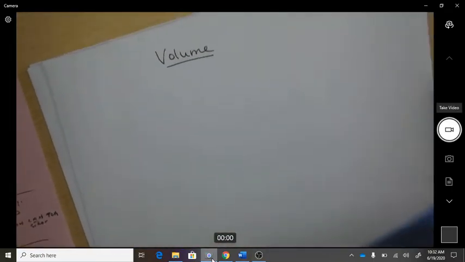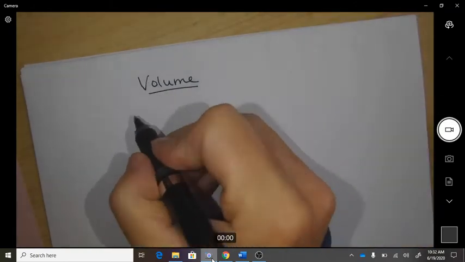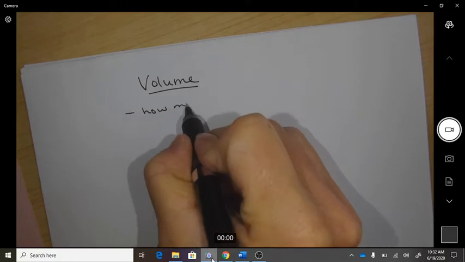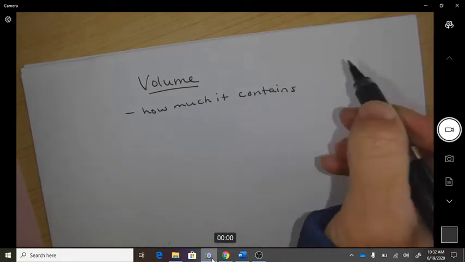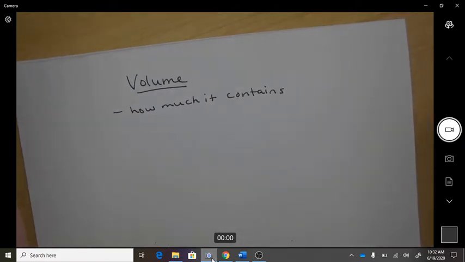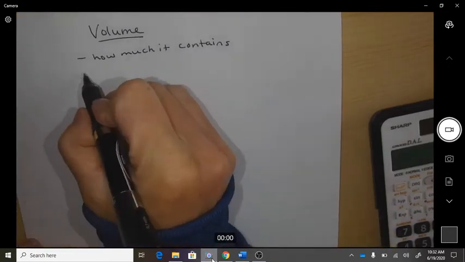Today we're going to talk about volume. So volume is how much an object would contain. For instance, like a liquid, right? You can't measure that in area, you measure it in volume. It's three-dimensional.